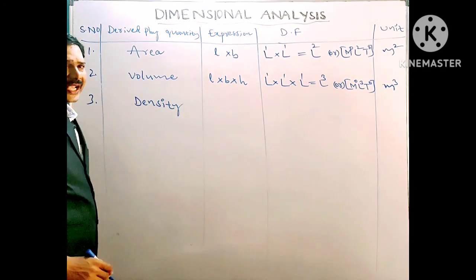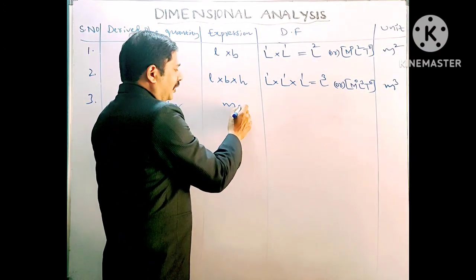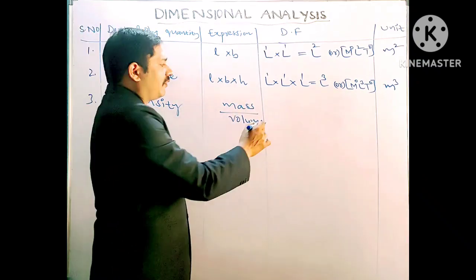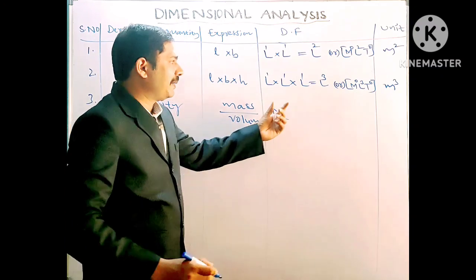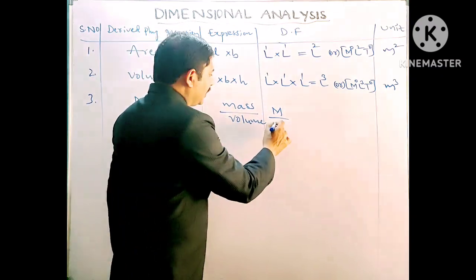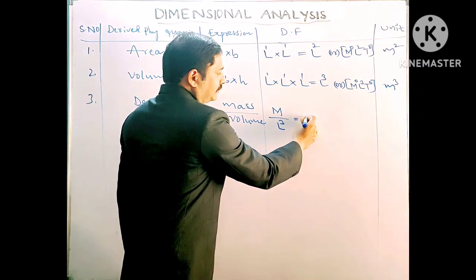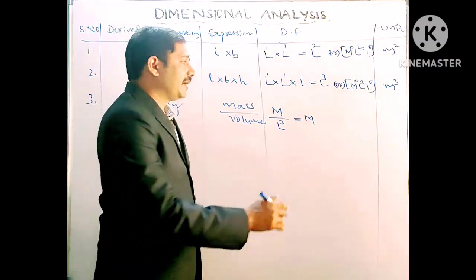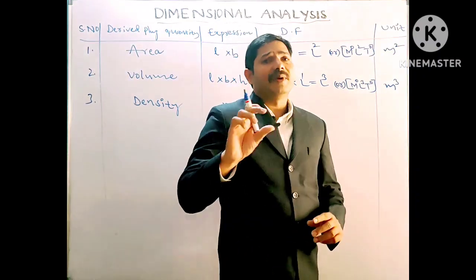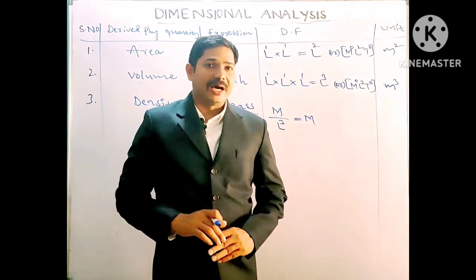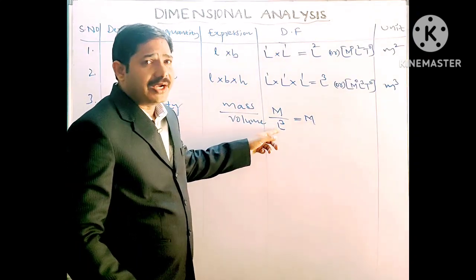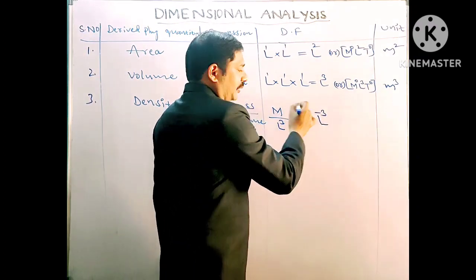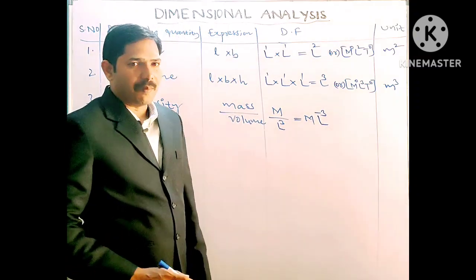Density. We know the expression of density is mass by volume. Mass dimension formula is capital M, and volume dimension formula we just learned is L cube. This denominator term I am sending to the numerator. Why? Because in dimensional analysis, all formulas we have to write in numerators only, not in denominators. So when L cube goes to the numerator, the positive 3 becomes negative. M L power of minus 3.